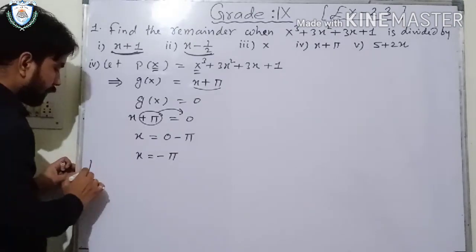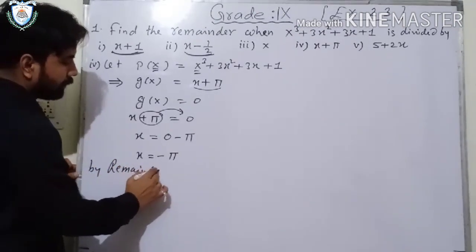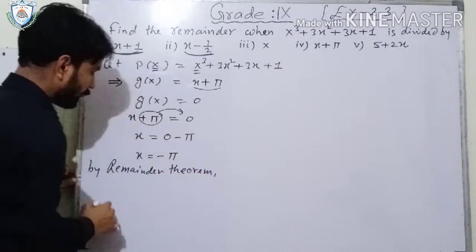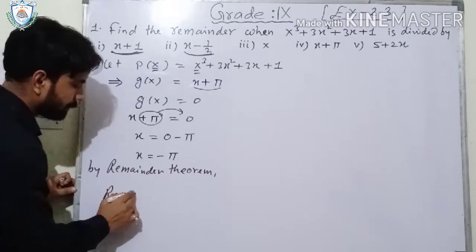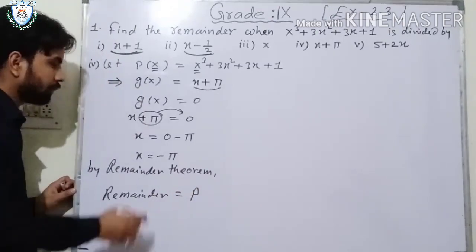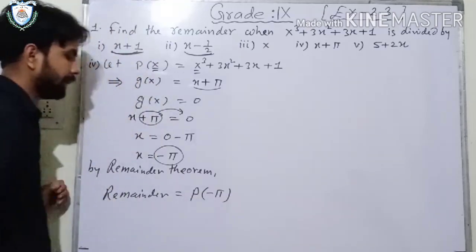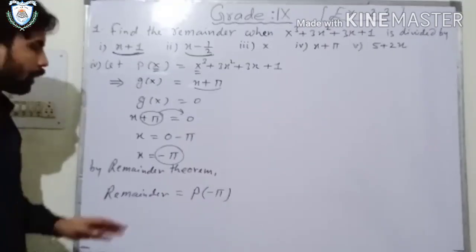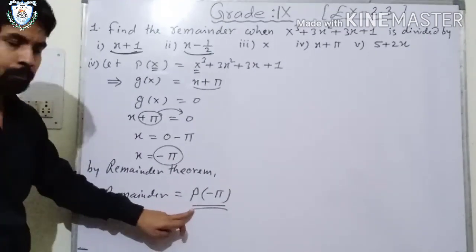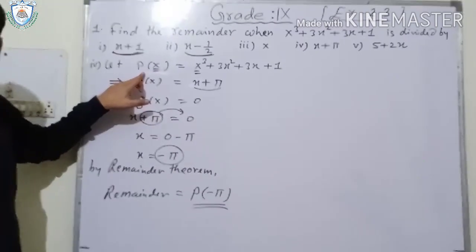So hence, by the remainder theorem, the remainder is P of, the value of x is what? Minus pi. So P of minus pi will be the remainder. Now we have to find the value of P of minus pi. So how can we find this value? We can substitute x equals minus pi in P of x.